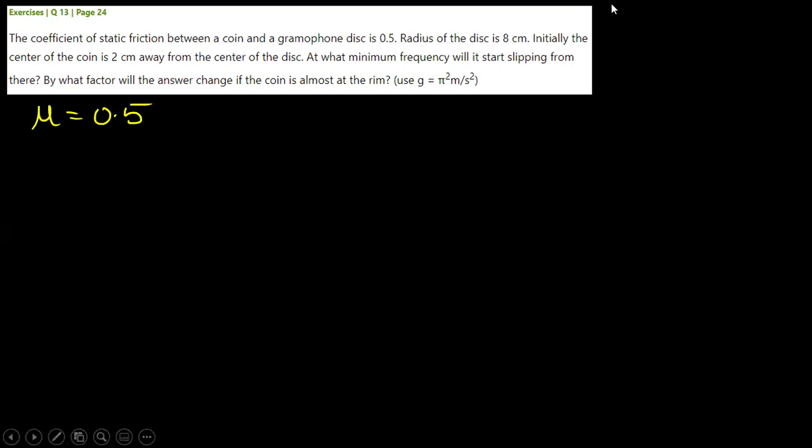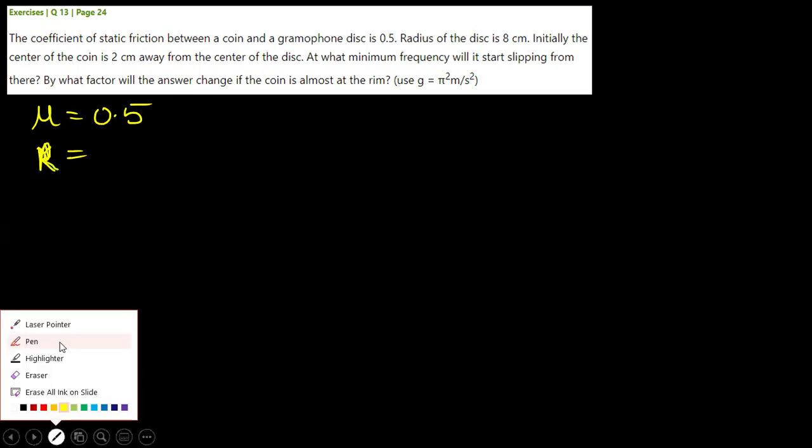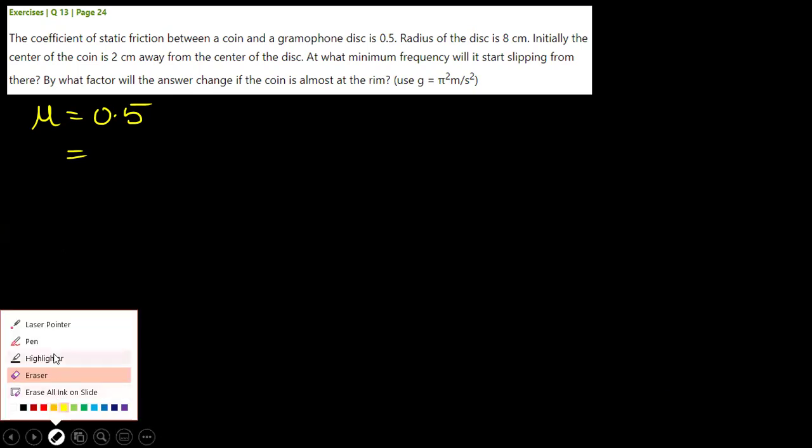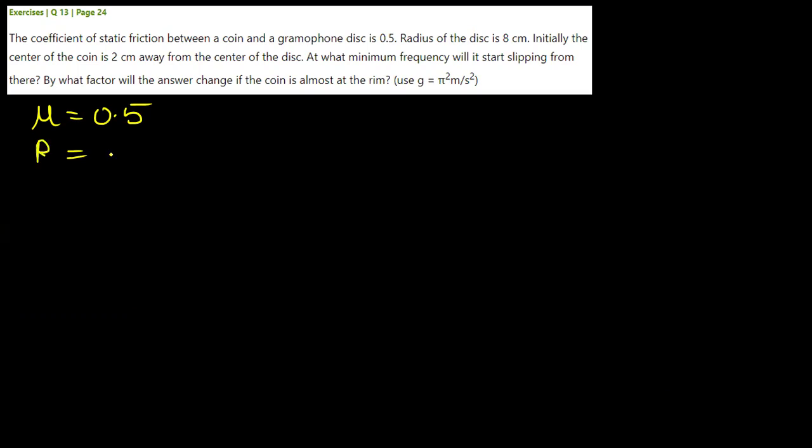The radius of the disc is 8 centimeter. It is being given to us, the radius of the disc is 8 centimeter initially. Let us take capital R as the radius. Let us assume capital R is given to us as 8 centimeter. Converted to meter, 8 into 10 raised to minus 2 meter. It is always necessary that you convert it to SI unit. Please remember.